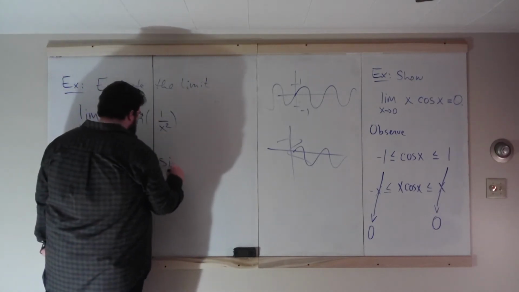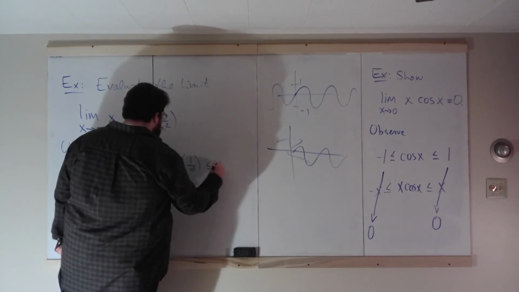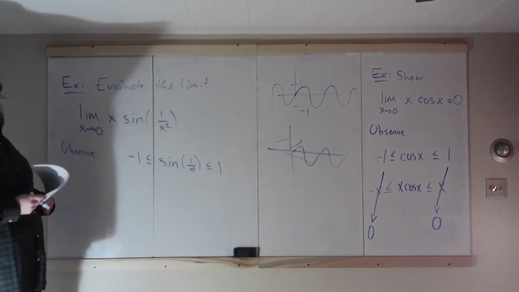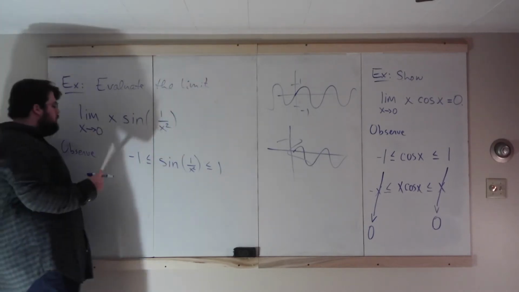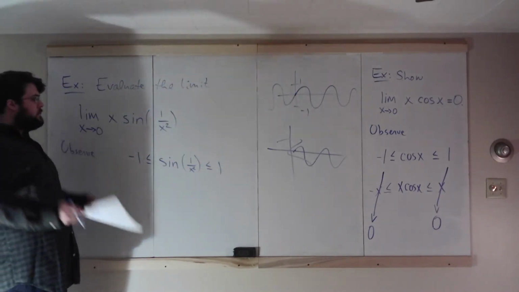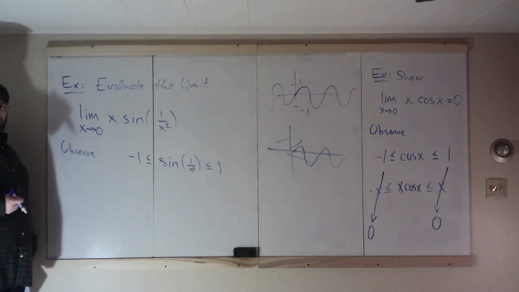That's okay. I mean, 1 over x squared is still going to be a number most of the time. It's not a number at 0, but we don't care what happens at 0. We care what happens close to 0. So we can still make this observation about sine of 1 over x squared.